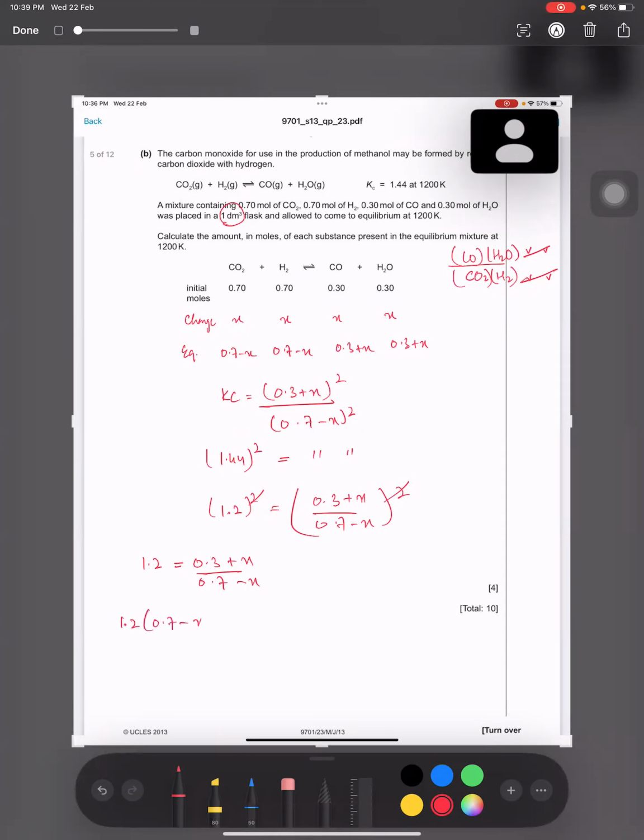So 1.2 into (0.7 minus x) is equal to 0.3 plus x. सो ये हो जाएगा आपके पास, 1.2 को अगर हम 0.7 से मल्टीप्लाई करें, so let's see क्या आंसर आता है. 1.2 into 0.7, so it is 0.84. 0.84 minus 1.2x is equal to 0.3 plus x. अब ये 1.2 को मैं उस तरफ भेज देता हूँ ताकि ये पॉजिटिव हो जाए, तो it would be 2.2x, और 0.3 को मैं इधर भेज देता हूँ, तो it would be 0.54, and the value of x would be 0.54 divided by 2.2, so it would be 0.2454. ये आंसर आ रहा है बच्चों, and this is the right answer.